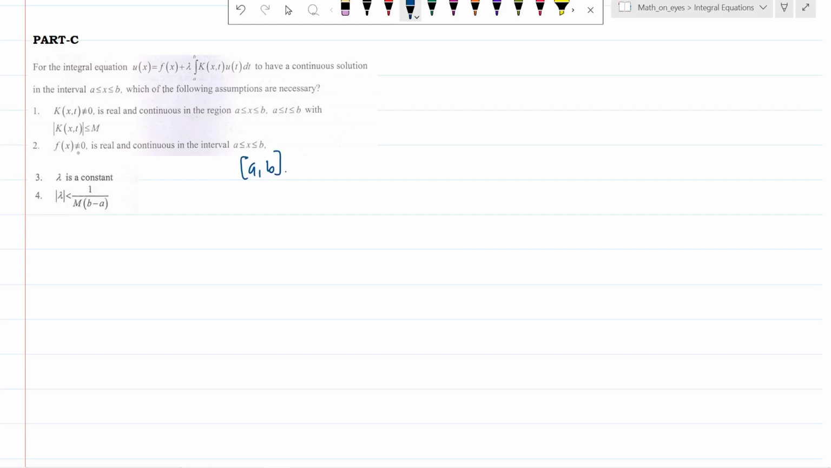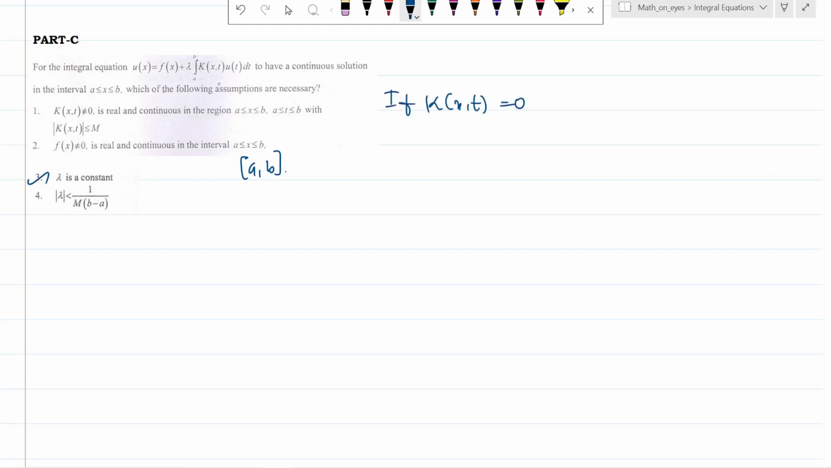So we find, from the basic definition of the integral equation, that lambda must be a constant, right? So option C is true for sure. This is true. And the kernel, if k of x comma t is equal to 0, then what happens? This is no more an integral equation.